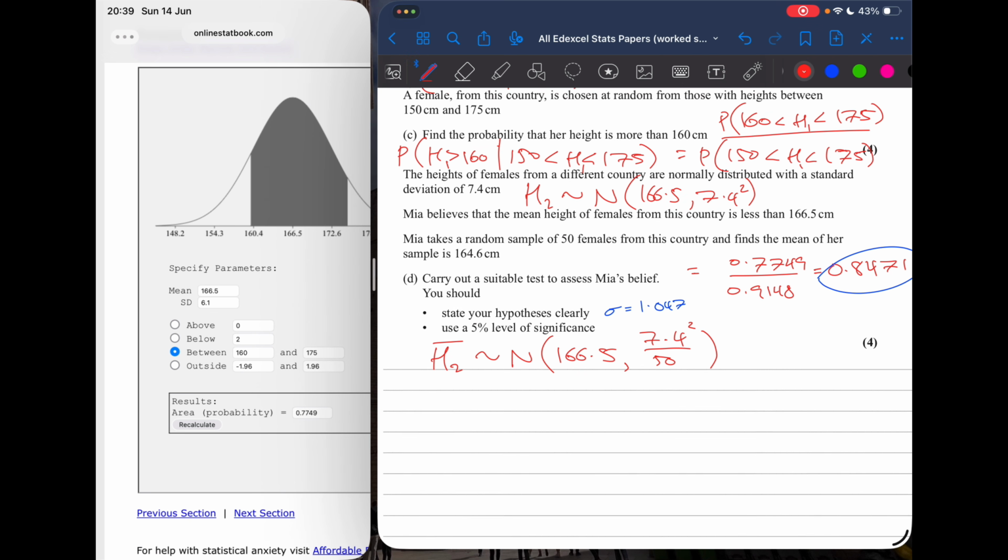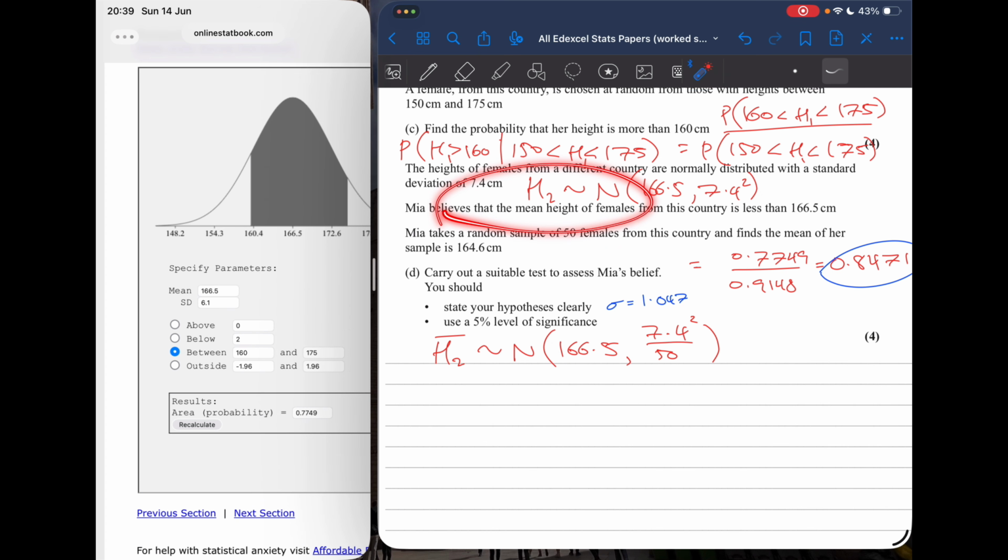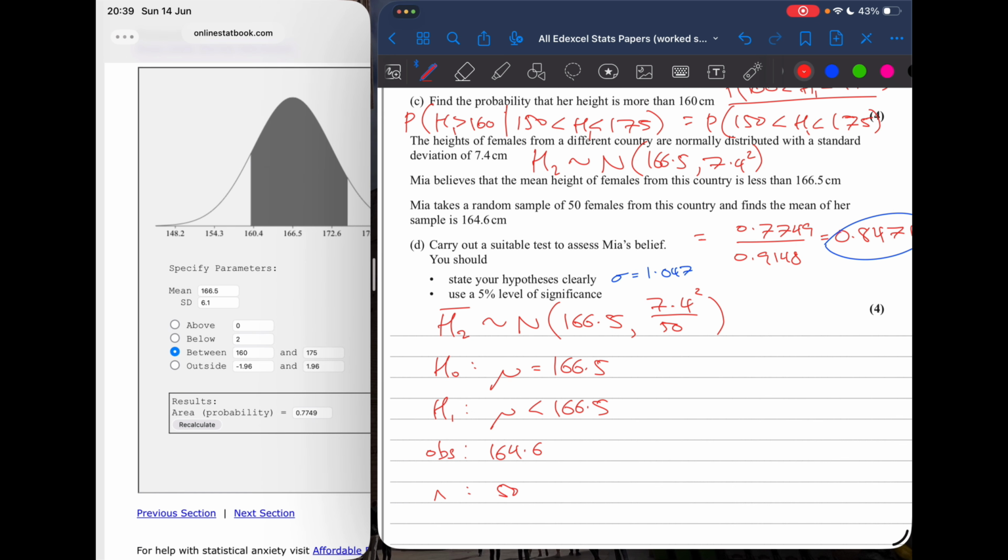Hypothesis test. And what she's claiming believes is that the height of females is less than 166.5. Okay, so our null hypothesis is that the mean is going to be the same, 166.5. And the alternate then was that they're less than 166.5. Do we have an observation? I think we do, don't we? Yep, 164.6. And we did have a sample size as well. What was that? It was 50.